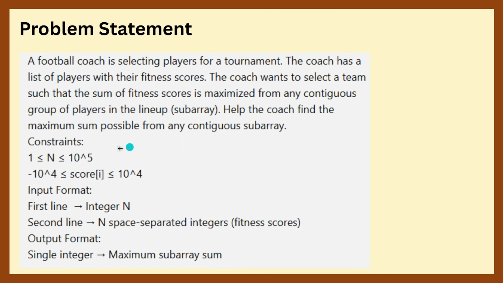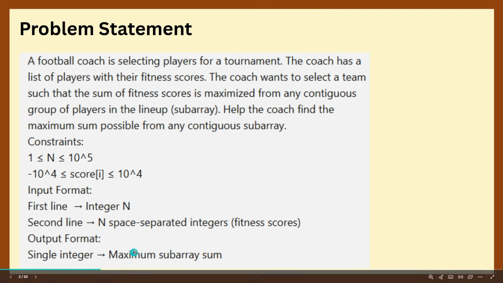The constraint given to us is that n should be greater than 1 and less than 10 to the power 5. That is the input format given to us: in the first line we have to take an integer n, and in the second line we have to take n space separated integers, like an array of size n as the input, and we have to display the output as the maximum subarray sum. So let's see how to solve it.